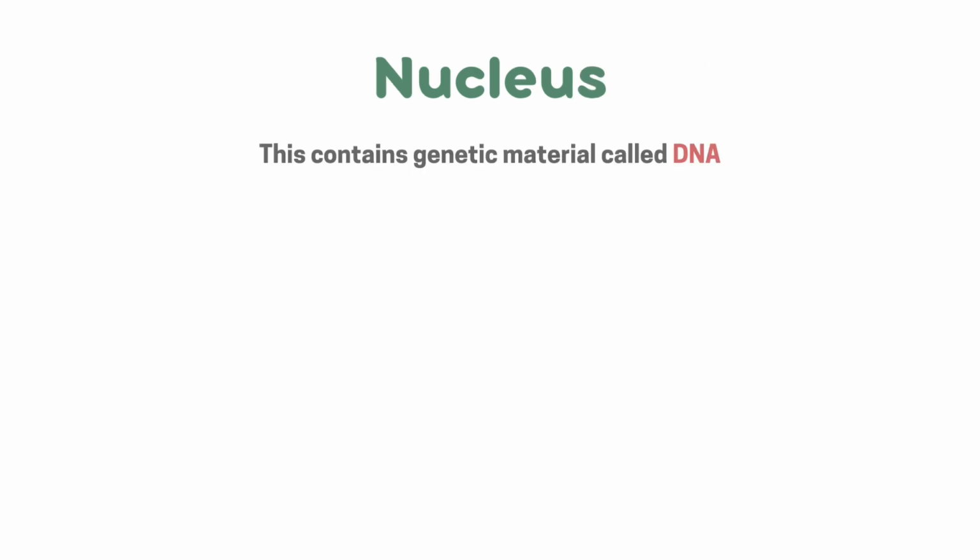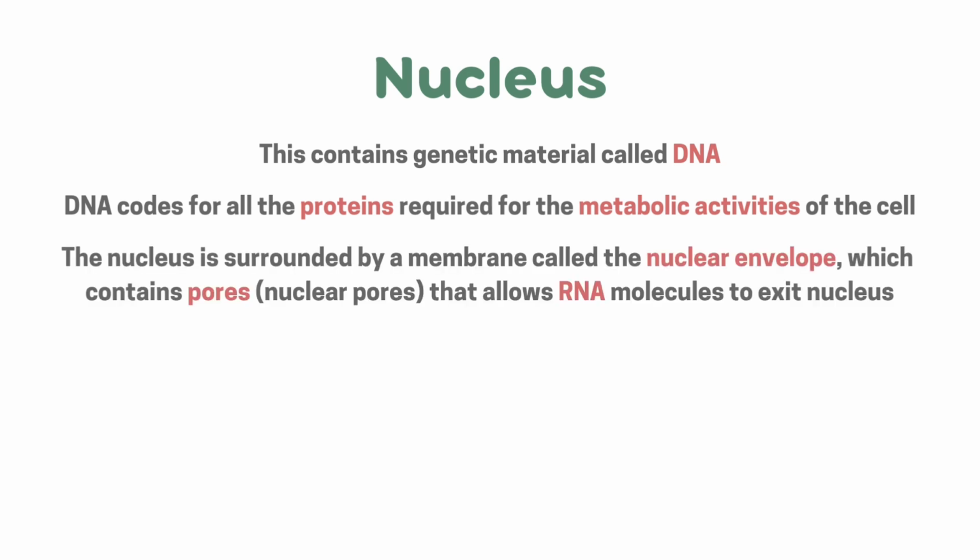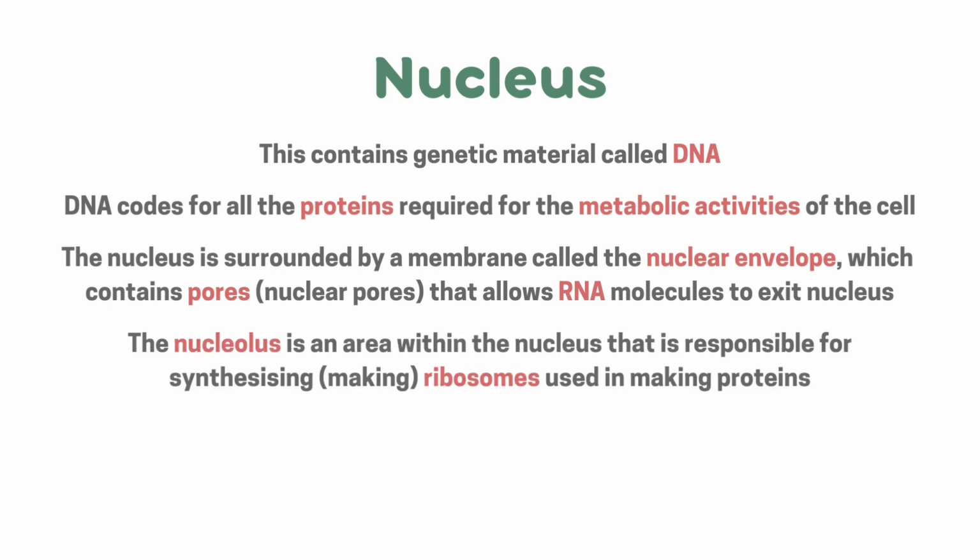This contains genetic material called DNA, which you're most likely familiar with. DNA codes for all the proteins required for the metabolic activities of the cell. The nucleus is surrounded by a membrane called the nuclear envelope, which contains pores, called nuclear pores, that allow RNA molecules to exit the nucleus. Don't worry too much yet about what RNA molecules are. You will study it when you reach protein synthesis. The nucleolus is an area within the nucleus that is responsible for synthesizing, which means making, ribosomes used in making proteins.